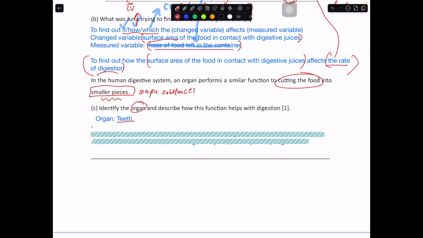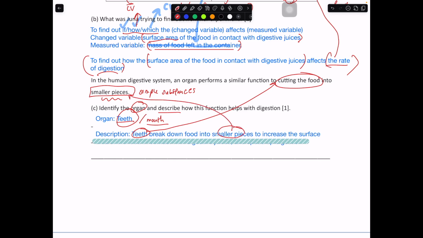Some of you may think that it is the mouth. The correct, or more accurate, answer should be teeth. But if you write mouth, I think it's fine as well. The description behind this is that the teeth inside the mouth help to do the cutting, just like a knife cutting meat. So basically the teeth will break the food into smaller pieces.